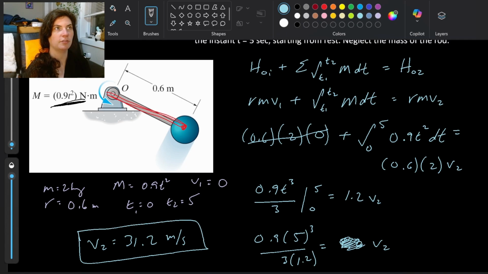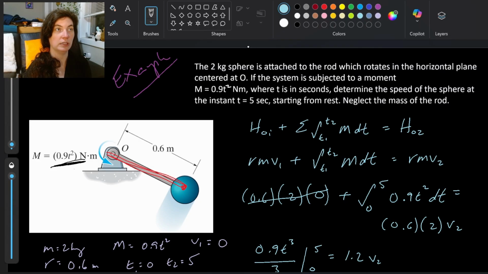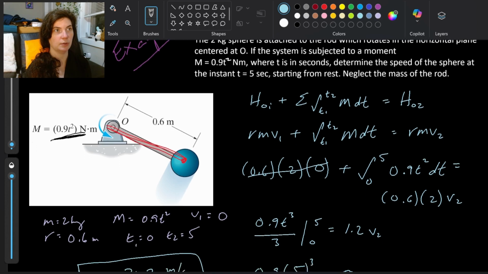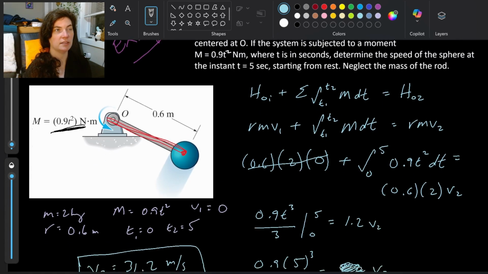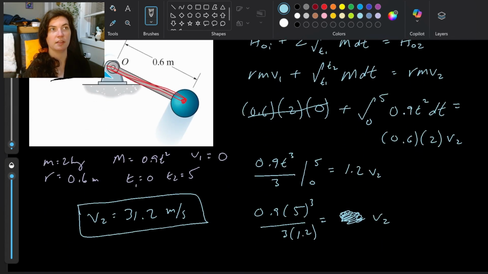That's the final speed from this applied moment that is increasing significantly with time, with time squared. So starting from rest, 5 seconds later, it is going at 31.2 meters per second. And of course, this is curvilinear motion, but we know that velocity is always going to be tangent to our direction of motion. So we know which way this v is going. There's no need to give a direction for this velocity. It is just going to be perpendicular to the arm of this rotating sphere here.